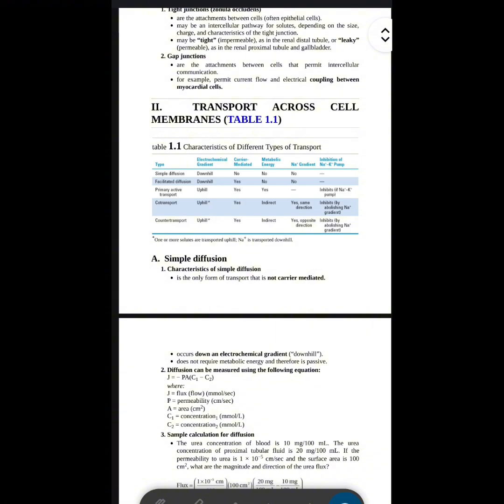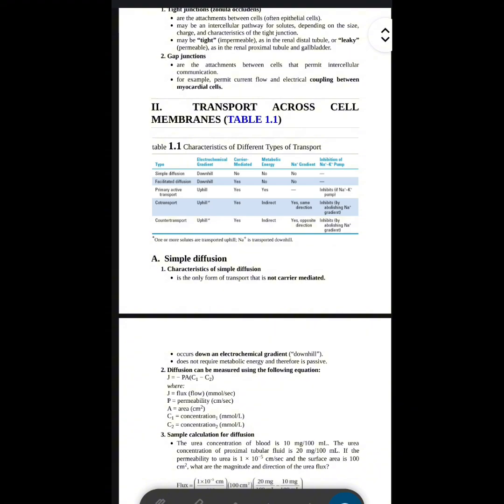Okay. And then we have primary active transport. It is uphill. It means we are going from down to an upward position. So we need energy, and we also need carrier protein or carrier mediators. The sodium-potassium pump is an example of primary active transport, and it is inhibited by inhibition of the pump.